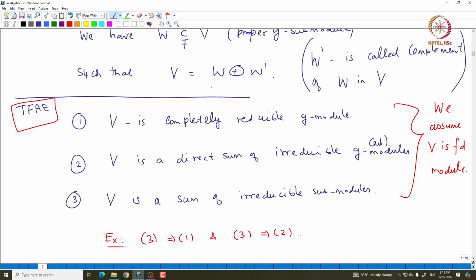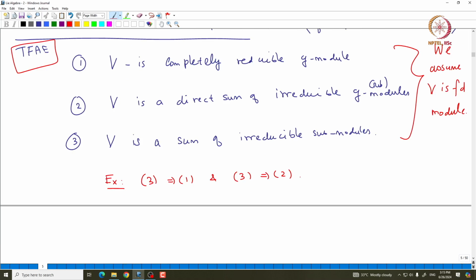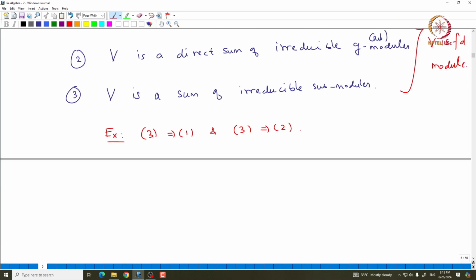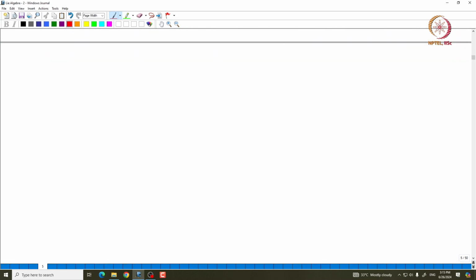Okay. So, before actually getting into this characterization of completely reducible modules, let us see some examples and then try to understand what we mean by completely reducible.